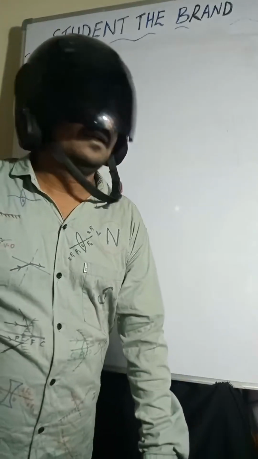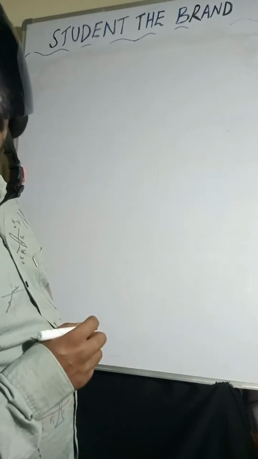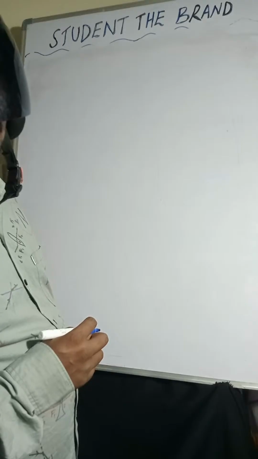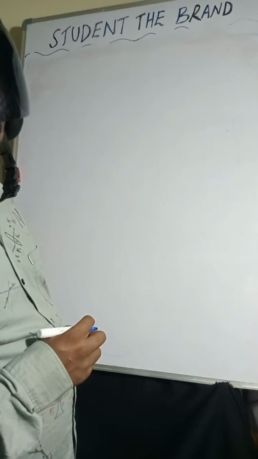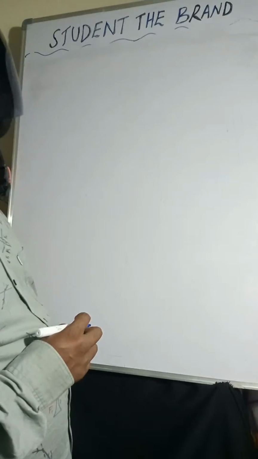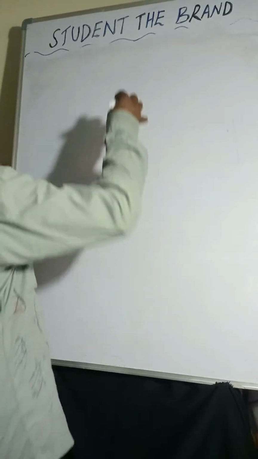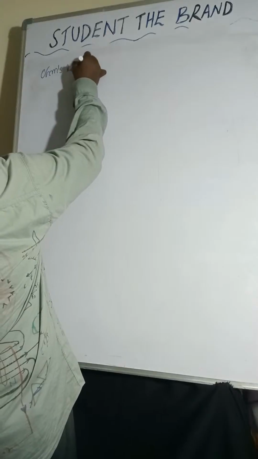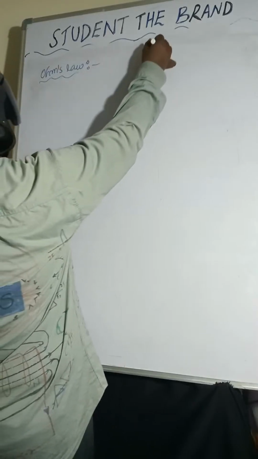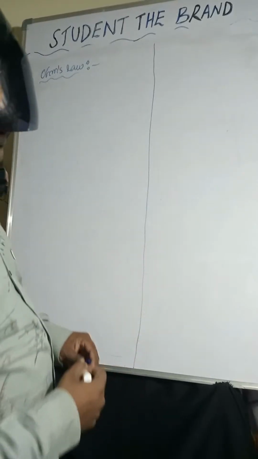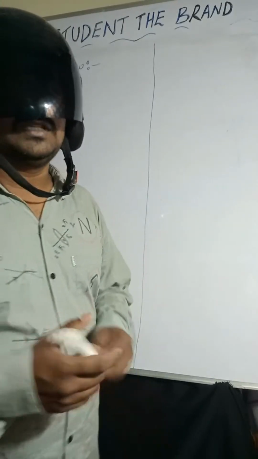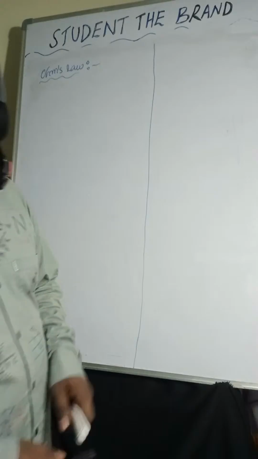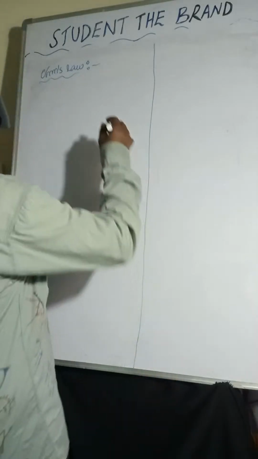Now you can see here, we will discuss Ohm's law. Ohm's law is nothing but the potential difference across the ends of the given metallic conductor.